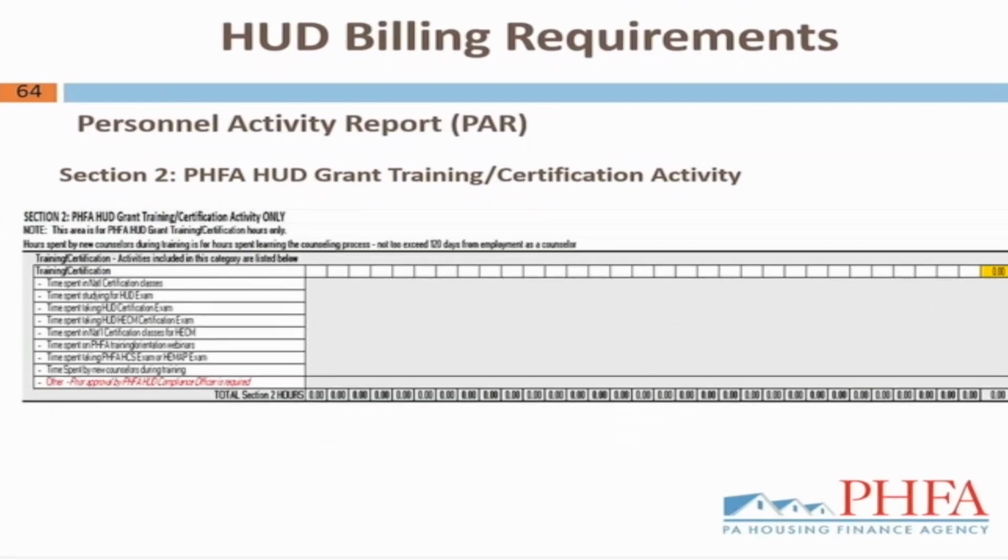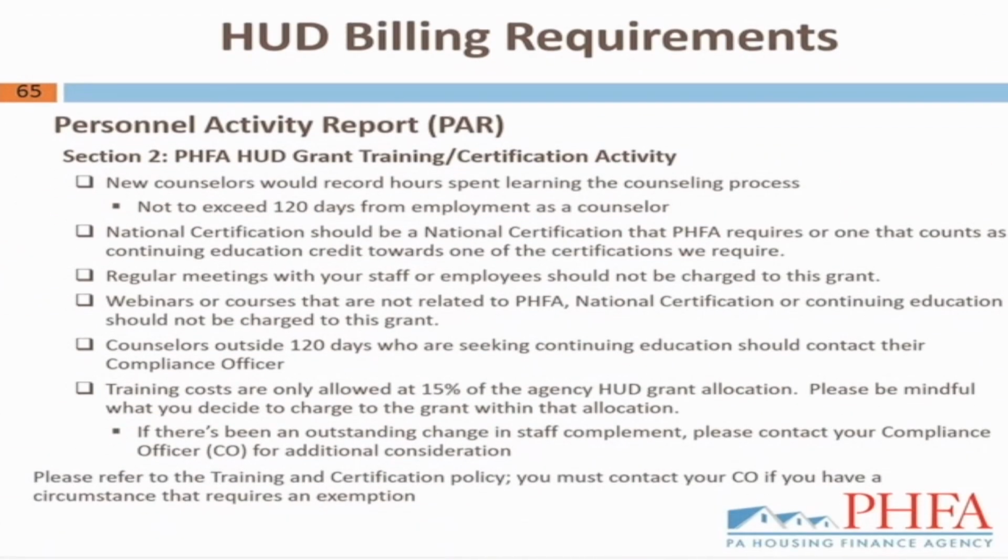This is Section 2 of the PAR. This shows the grant training certification area. Section 2 is where new counselors would record hours spent learning the counseling process. National certification should be a national cert that PHFA requires, or one that counts as continuing education credit towards one of the certifications that we do require. Regular meetings with your staff or employees should not be charged to this grant. Webinars or courses that are not related to PHFA, national certification, or continuing education should not be charged to this grant.